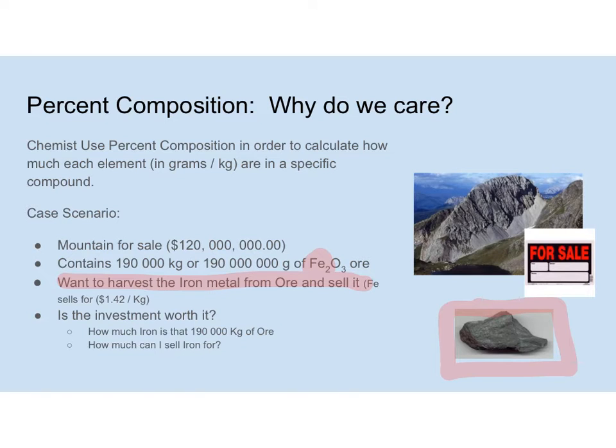So they want to know, is the investment worth it? If I'm going to buy it for $120 million, can I make more money? Is there more metal in there that I can sell so it's worth it? Or am I going to lose money by buying this mountain? So they'd want to know, one, how much iron is in that 190,000 kilograms of the rock? And then they'd have to know how much they can sell it for.